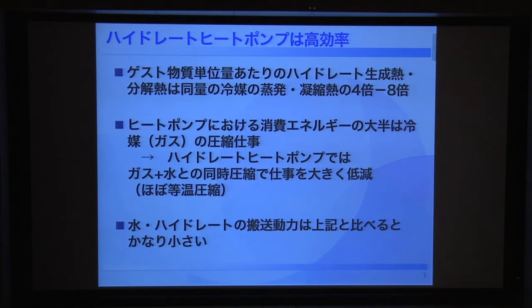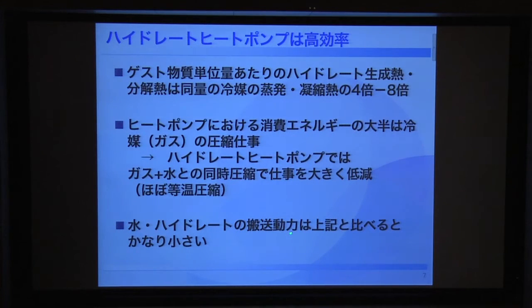And this is mechanical engineering, very technical, but most of the energy used in a heat pump is basically for the compressor. So the compressor is used to compress the air, which requires a lot of energy. Increasing this efficiency is important as a technology, but in the case of hydrate, there's water as well. So gas and water can be compressed together, so compression efficiency is much better. This is more or less the same as equilibrium temperature compression.